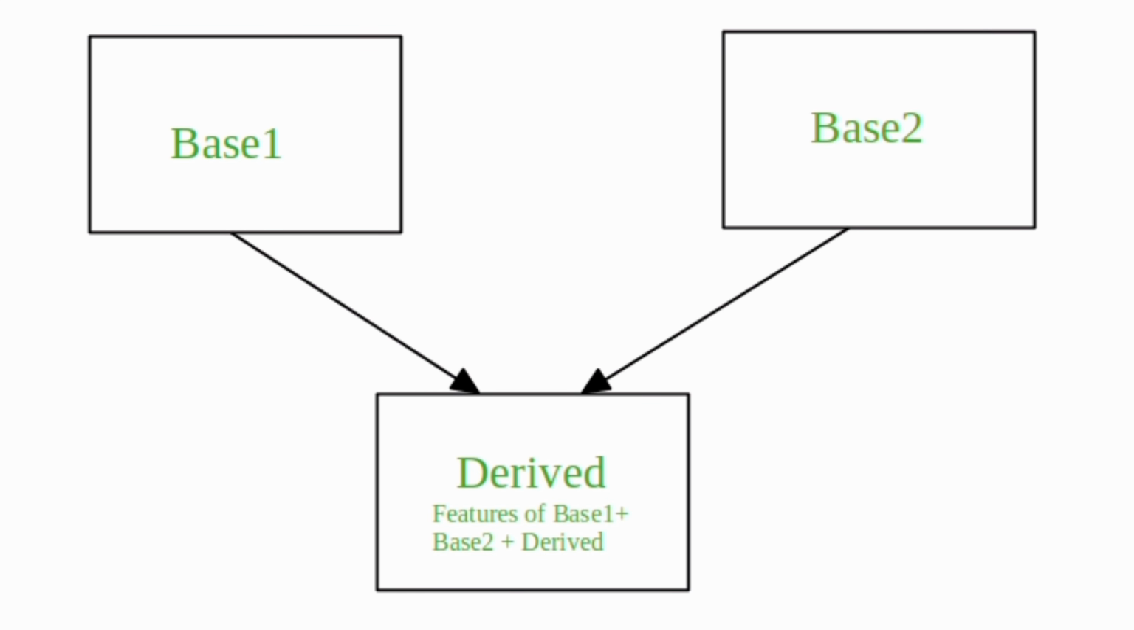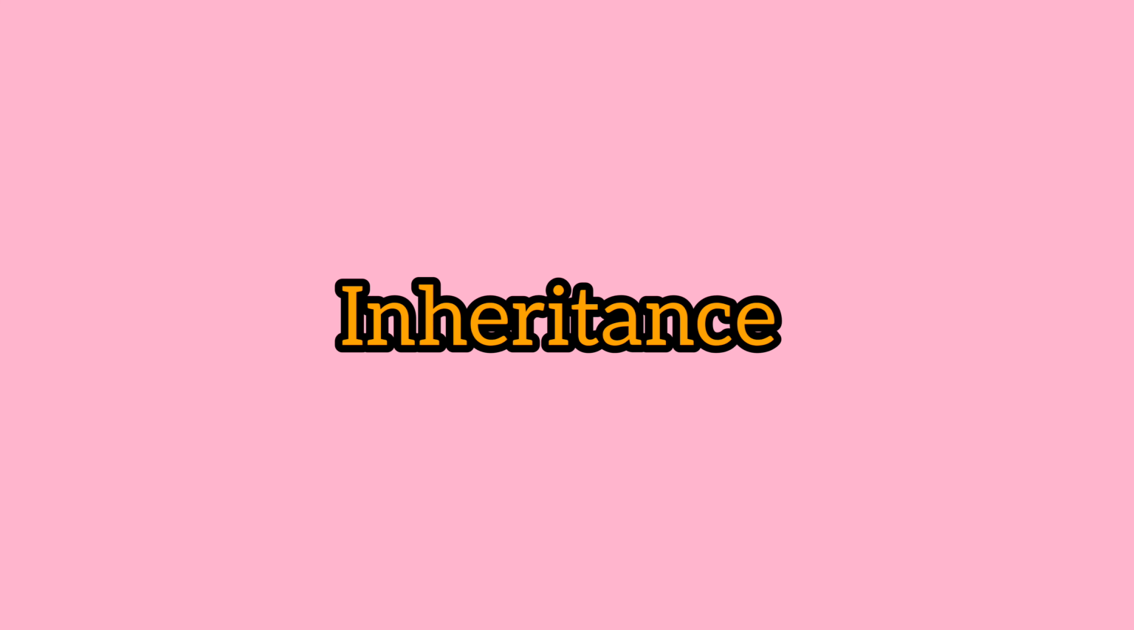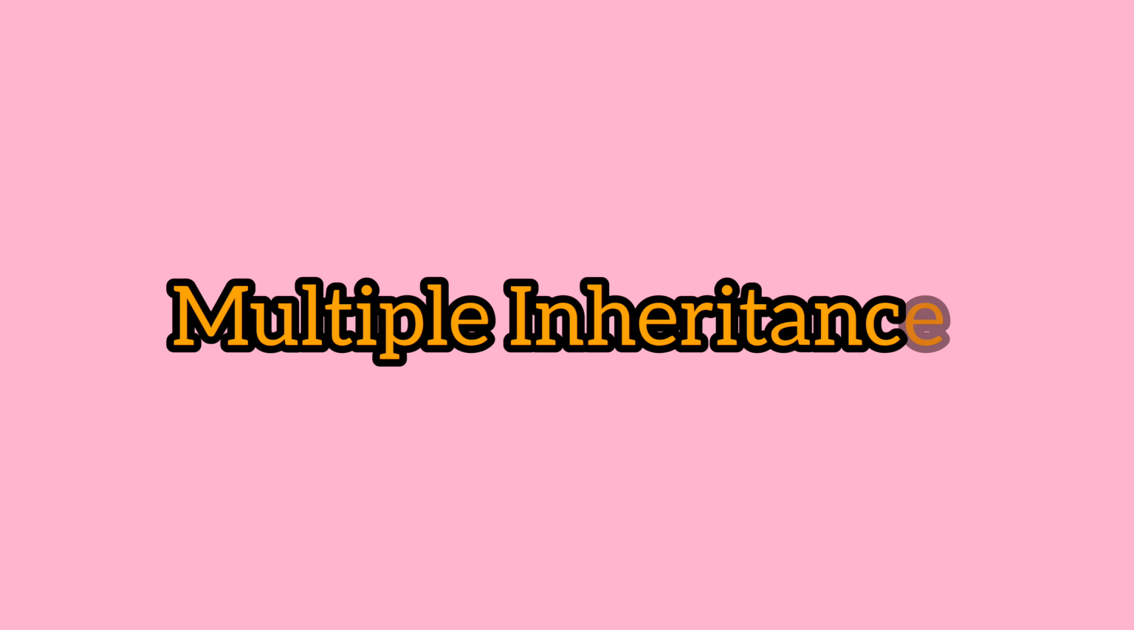Here in this example, we have two base classes A and B and one child class C. So class C will inherit the properties from both A and B. Hope you understood inheritance and multiple inheritance in Python.